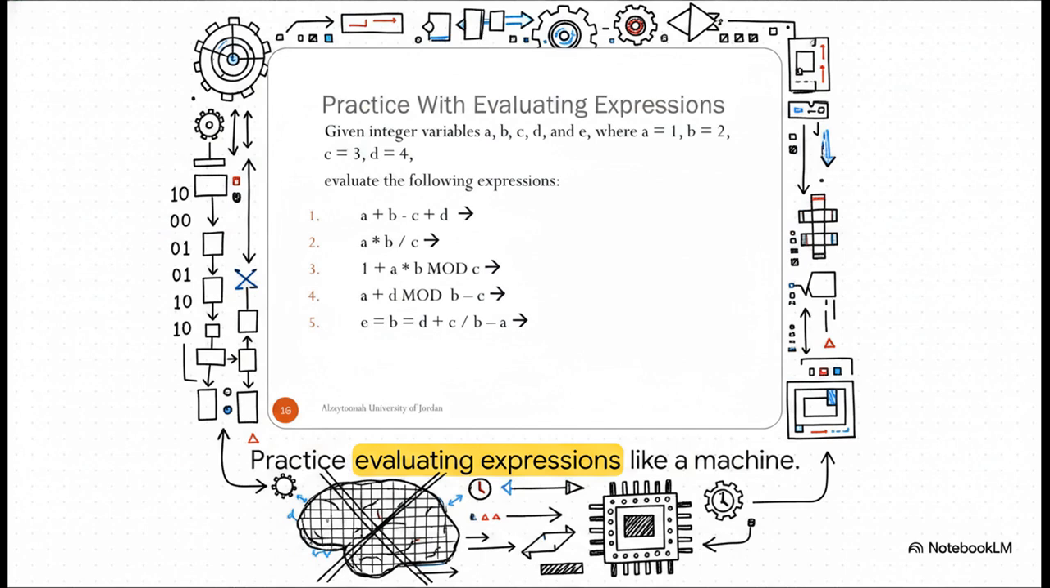Now that you've unlocked the machine's strict mathematical language, here are a few more practice expressions straight from our source material. Actually, take a close look at number 5, where you have multiple assignment operators sitting in a single line. Knowing what you now know about precedence, integer truncation, and right-to-left evaluation, are you ready to stop thinking like a human and start calculating exactly like a machine?